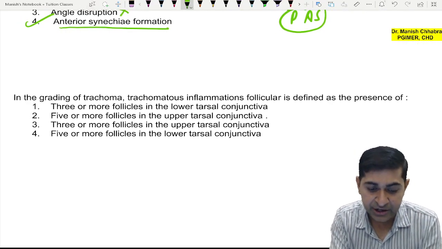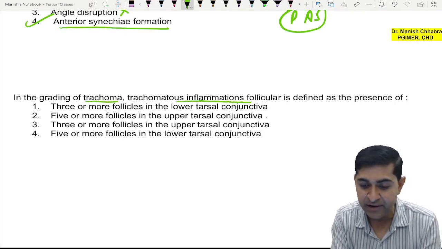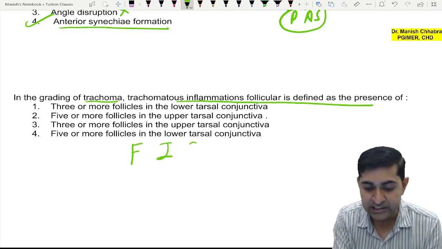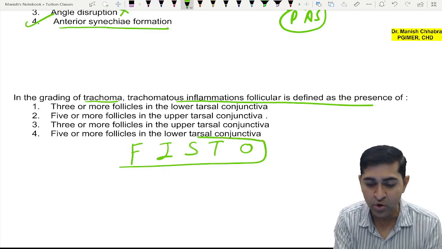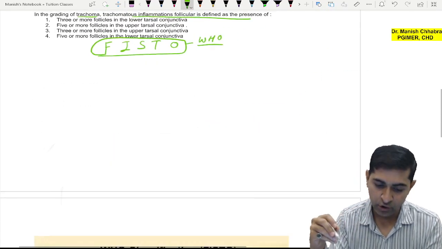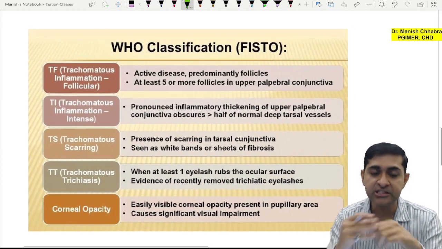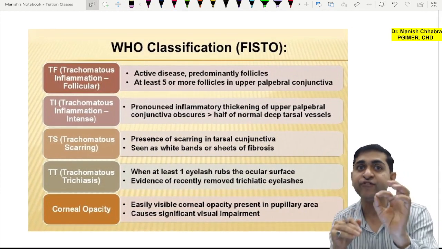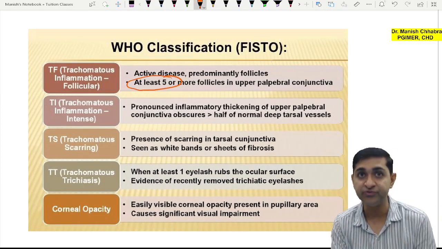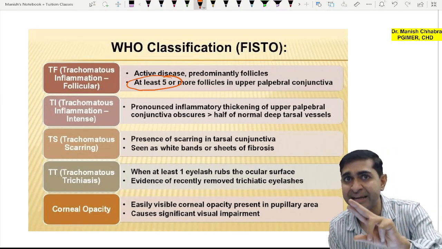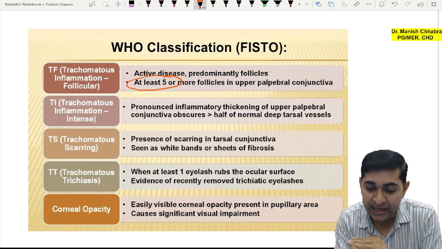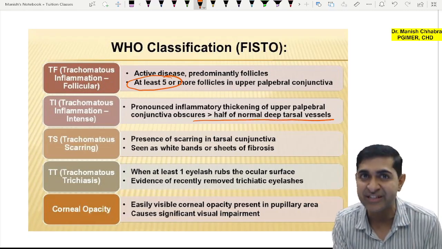So it is the grading of trachoma. Trachomatous inflammation, follicle is defined as the presence of... So we are talking of the classification of trachoma, which is the FISTO classification. This is your WHO classification. Now I want to show you this FISTO classification. F for follicles, and the minimum follicles which should be present should be 5. Now I for inflammation. So inflammation is such that it obscures more than half of the normal deep tarsal vessels.